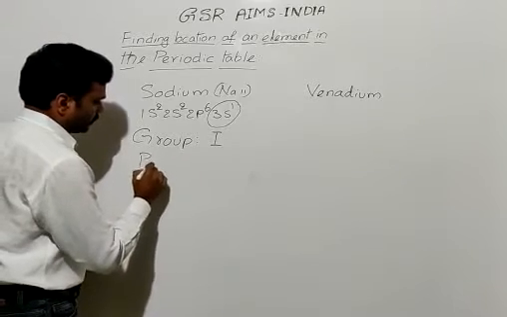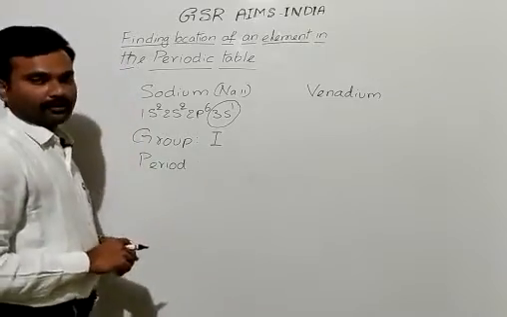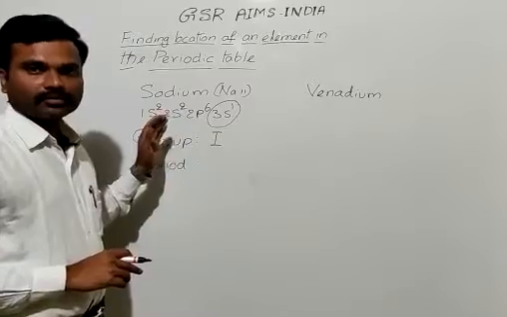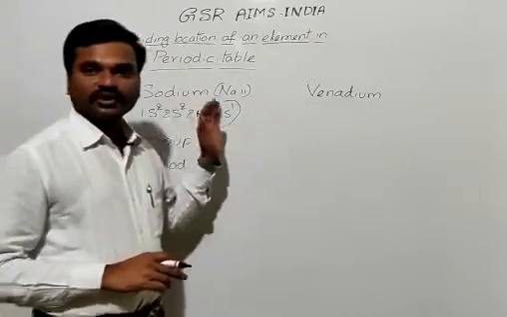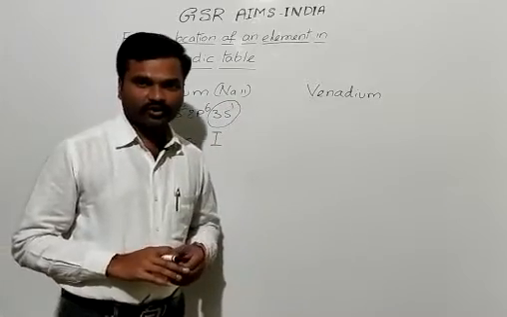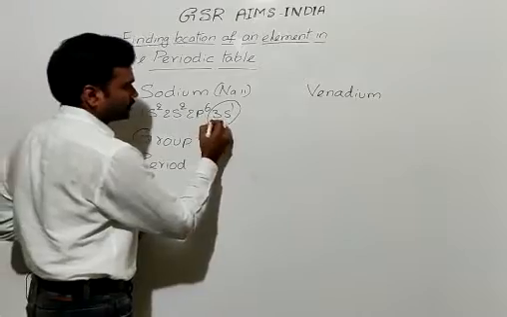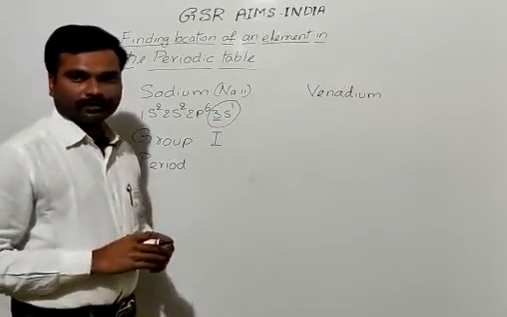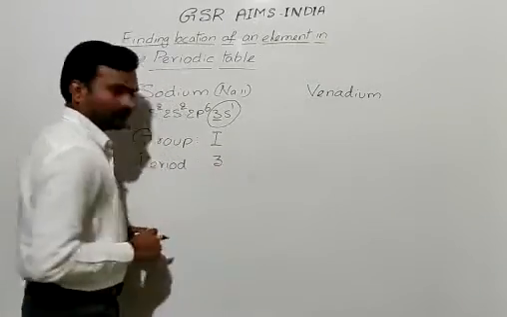Now, the second one, finding the period of an element. For sodium or for any element, the period number is given based upon the highest energy shell existing in the electron configuration. For sodium, the highest shell is the third shell. That number itself gives the period number of the element. So for sodium, the period number is 3.